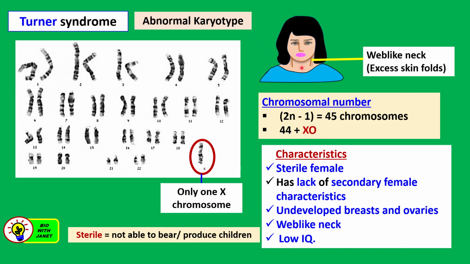Now, one of the symptoms is the neck. The neck is web-like because of the extra skin folds here. So the neck looks a bit thicker than normal, with the extra skin fold at the side. Characteristics, follow the textbook: sterile female, cannot bear children, lacks secondary female characteristics such as undeveloped breasts and ovaries, and then a web-like neck as shown here, and low IQ. Okay, low IQ.